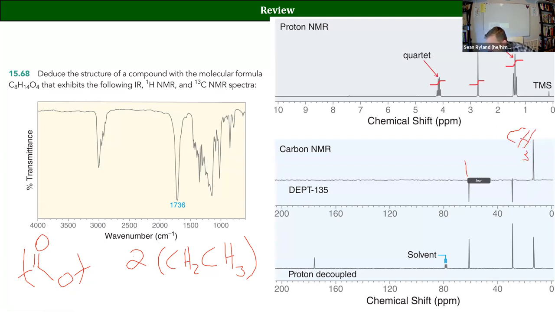The ones that show up downward are both going to be CH2. So we have two CH2s. Two unique CH2s, one of which has no splitting, meaning it has no nearby protons.